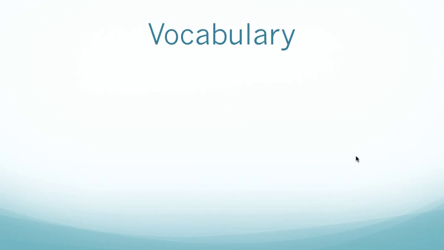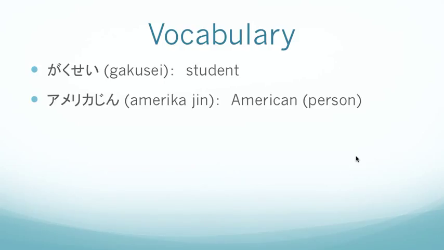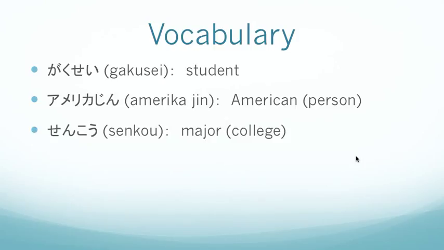So first, some vocabulary. 学生 means student. アメリカ人 means American, like an American person. 専攻 means major, like your major in college. 歴史 means history. For example, the major history in college.